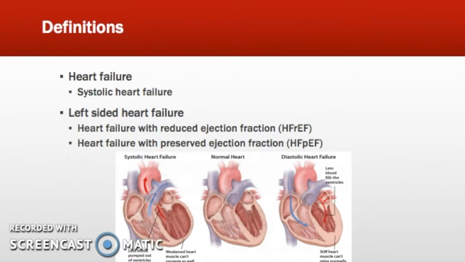There are two types of left-sided heart failure. Heart failure with reduced ejection fraction, known as HFrEF, also called systolic failure. The left ventricle loses its ability to contract normally. The heart can't pump with enough force to push enough blood into circulation. Impaired ventricular pump function in systolic heart failure is defined as an ejection fraction of approximately less than 40%.